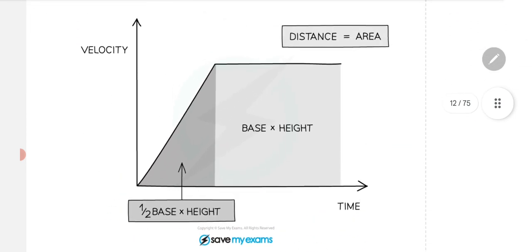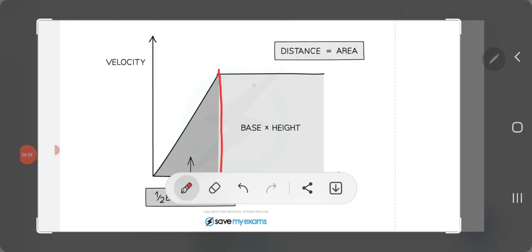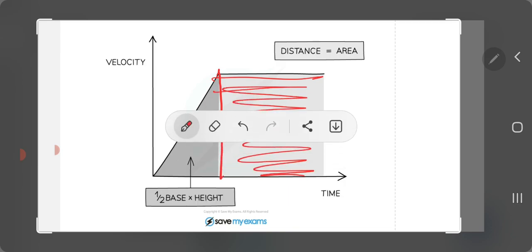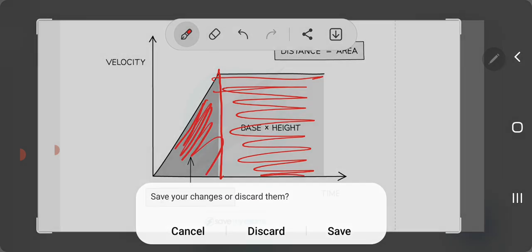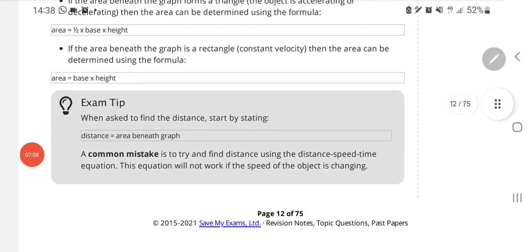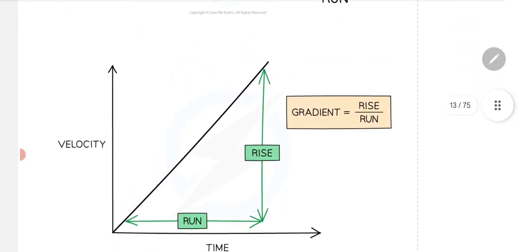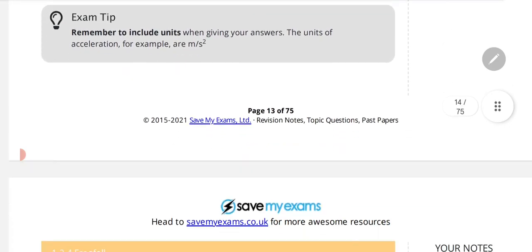And let's suppose the examiner asks you to find the distance covered when the object is moving with constant velocity, then you will just find this area. But if the examiner asks you the total distance covered, you will find the total area. So the technique to remember is that in the speed time graph, the area under the graph represents the distance, whereas the gradient of the graph represents the acceleration.